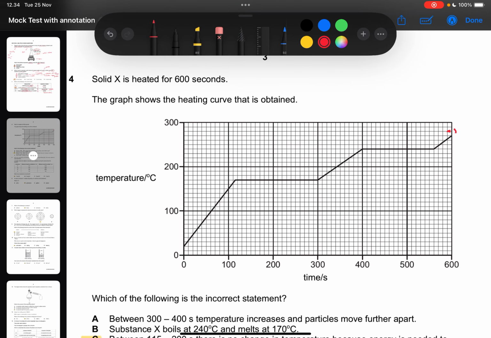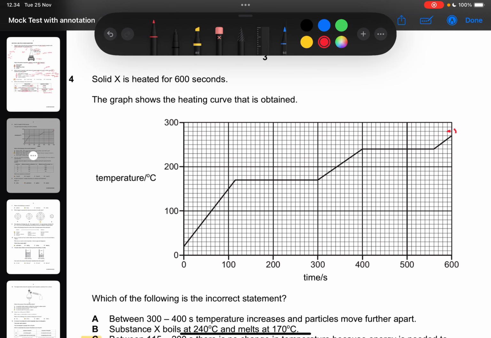Then again, the temperature will stop changing as time goes by. It means we are now in the state where the liquid starts to boil. And after it boils, the temperature will continue increasing. So it means at this point, it's now gas.